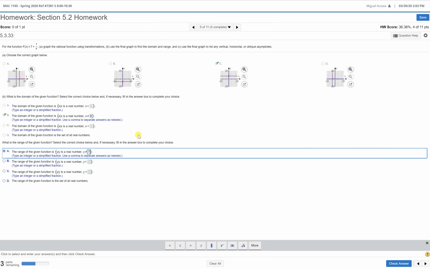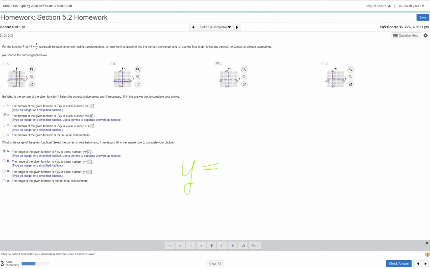Now I'll give you guys a hint. Whenever you have an equation in this format, y equals some rational function, doesn't matter what it is, plus a number, plus 7, plus some other constant, we'll put plus c, this is going to be both my restriction for my range and my horizontal asymptote. It's both the horizontal asymptote and it also happens to be my range restriction. So just keep that in mind. So the range is going to be whatever that number is, in this case, 7. It cannot equal 7.